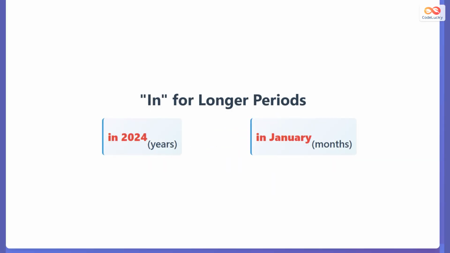The preposition in indicates longer periods of time. Use in with years, such as in 2024. Use it with months, for example, in January. This helps us talk about broad times when events happen.